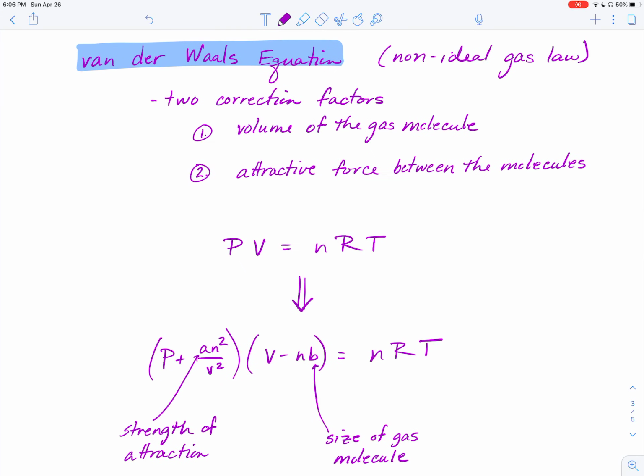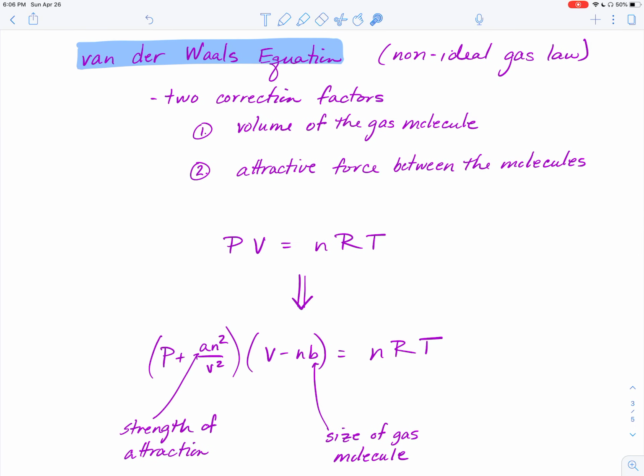We're going to do this using an equation called the van der Waals equation. Sometimes you might even see this known as the non-ideal gas law. We're going to use two correction factors, one for the volume of the gas molecules themselves and one for the attractive forces of the molecules between each other. We're going to start with the ideal gas law and add these correction factors in.